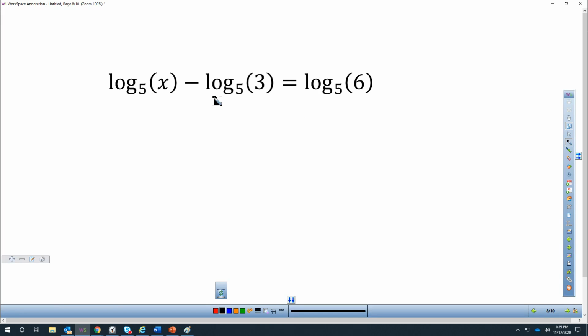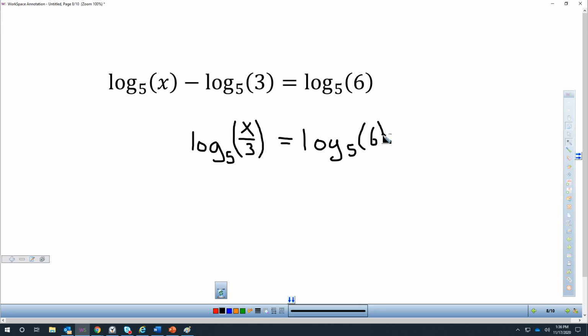So using my quotient rule, this will be log base 5 of x over 3. Put it in parentheses so we remember that that whole thing is part of the log. And it's going to equal log base 5 of 6. Okay, now I have single logs on both sides, and I can use my equality property. If log base 5 of x over 3 is equal to log base 5 of 6, then x over 3 must be equal to 6.